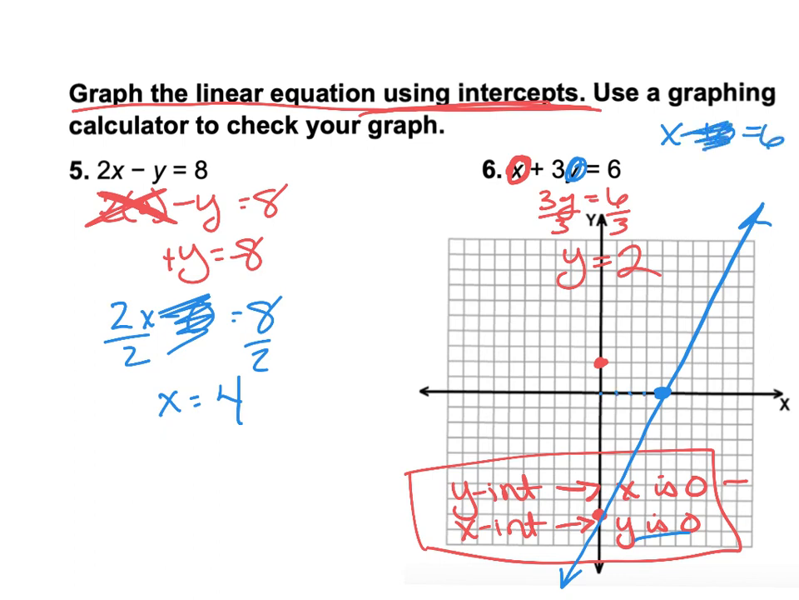1, 2, 3, 4, 5, 6. And again, we would connect those 2 points. Whoops. Those 2 points. Sorry about that, guys. Really bad writing there. That's what you do. You plug your zeros in and get an x-intercept and a y-intercept. Graph those two and connect the points.